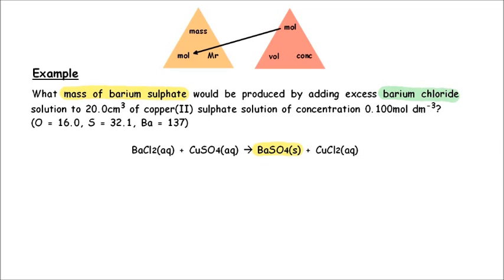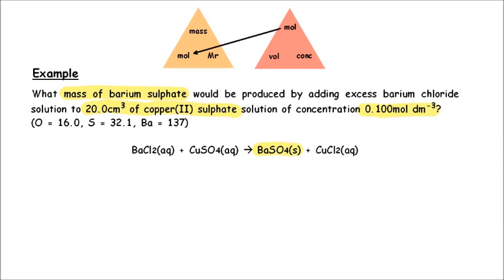So we've got a couple of different values here, so let's just filter through this for a second. We want to know what mass of barium sulfate we produce by adding this to 20 centimeters cubed of copper 2 sulfate solution of concentration 0.1 moles per decimeter cubed. So this is our key information. Now I've picked out those key bits.